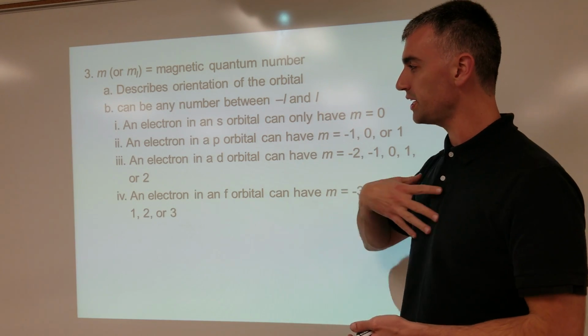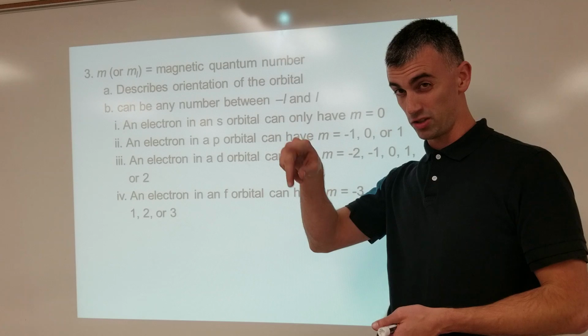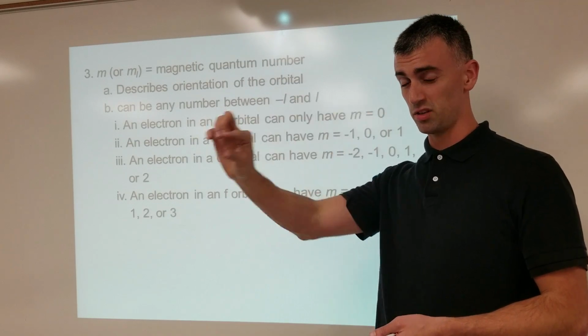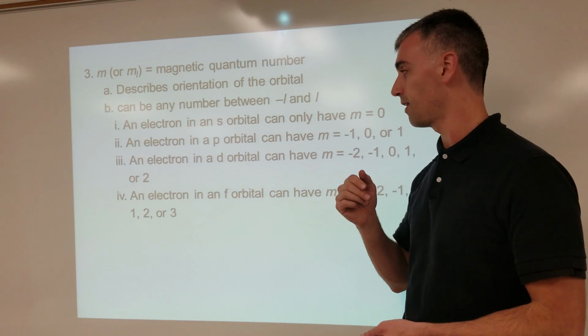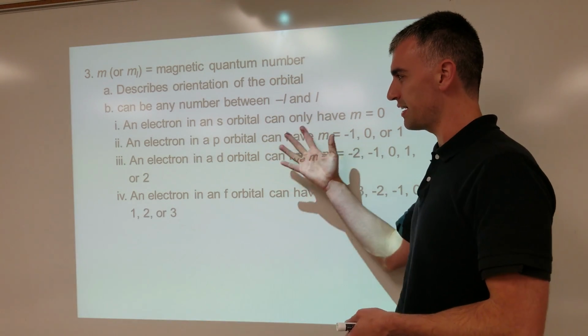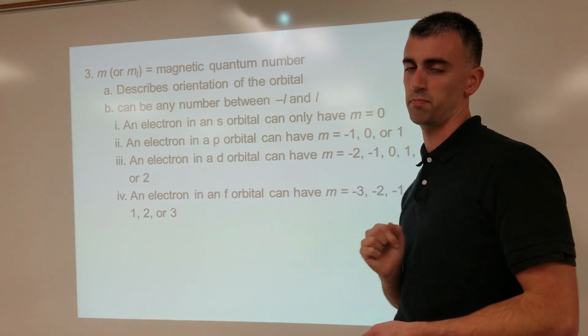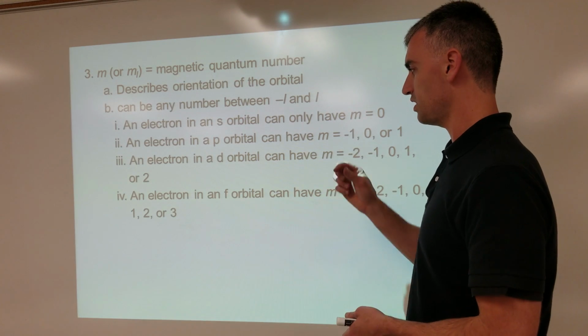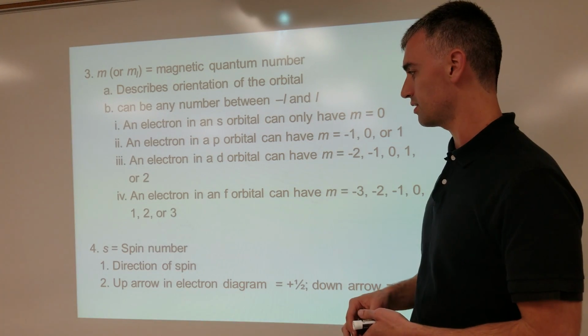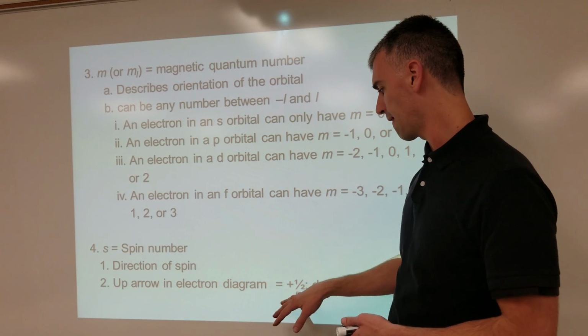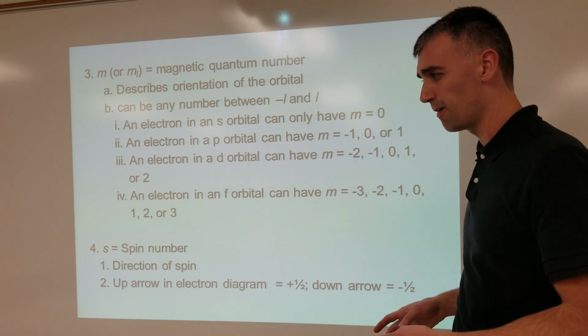What we can think of it as is, we draw electron diagrams with those little boxes, and those series of boxes for the P and D and F orbitals. This is sort of like specifying which of those boxes it belongs in, with each box having a different address. And then the final number, that S, the spin number, is the direction of spin, up or down.